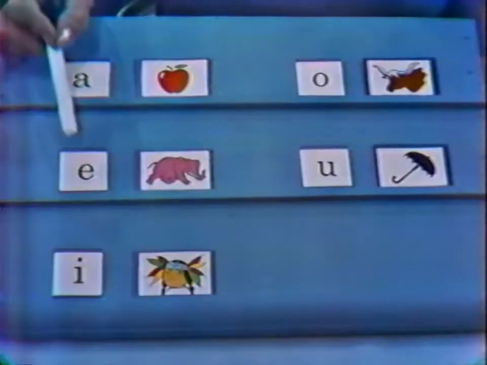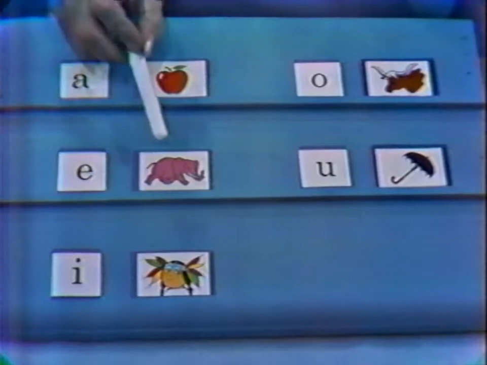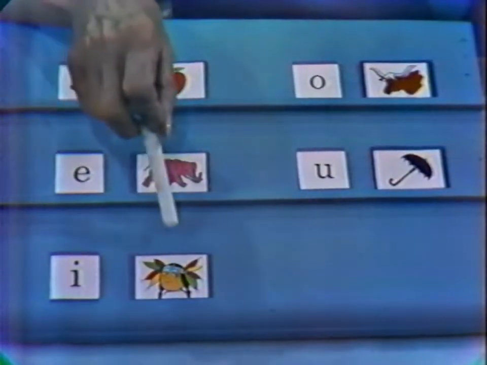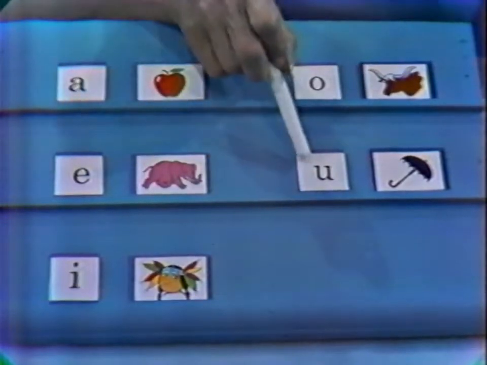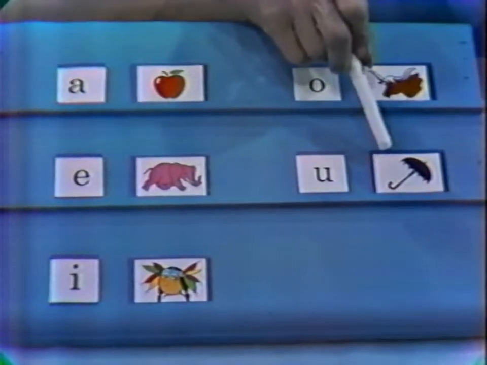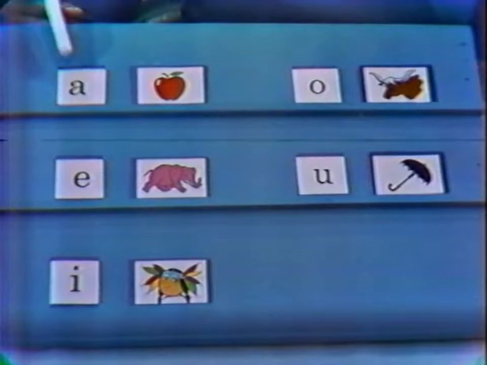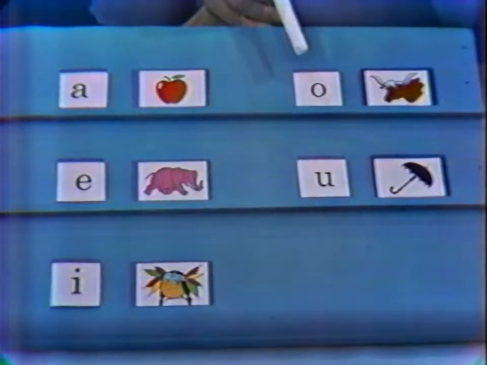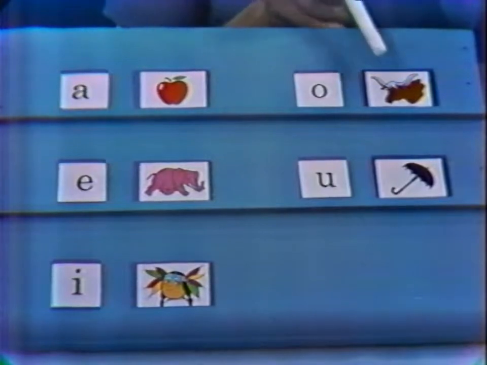Let's see if you are. All right. E, elephant. I, Indian. U, umbrella. A, apple. O, that funny animal, the ox. And I'll be back right away to tell you about your homework.